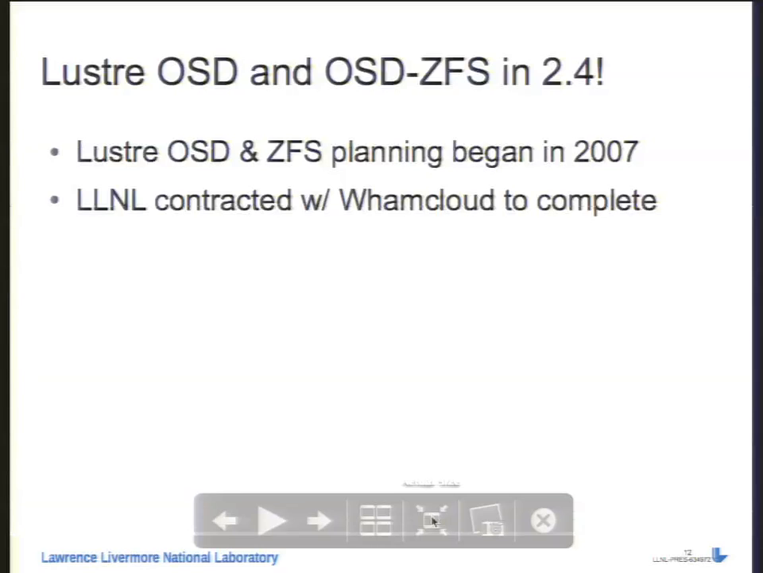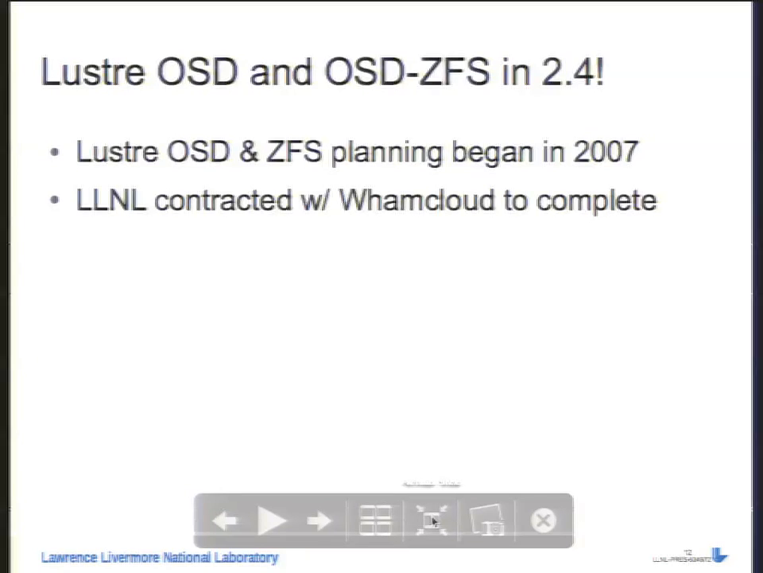But the big story here, for us at least, and I think for Lustre, is that OSD ZFS is now a reality. If you've come to these LUG meetings in the past, you've heard either Brian Behlendorf or myself standing up here talking for years about how we're going to have OSD support in Lustre, we're going to have ZFS support. It's finally a reality. The code's actually on the Lustre master branch, and you'll actually be able to use it with Lustre 2.4. Since 2007, we've been planning this.